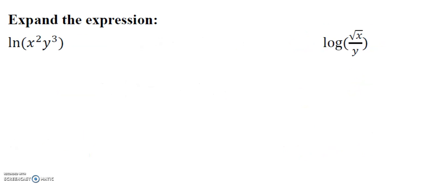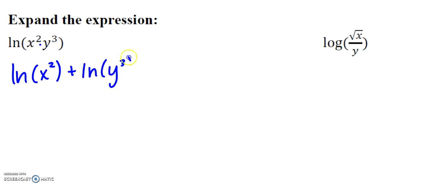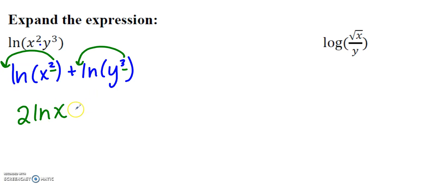All right, so expand the expression. Here we are starting with a product. So the natural log of x squared plus the natural log of y cubed. Then I have these exponents, which I can swing down in front using that power property of logarithms. So I'm going to get 2 natural log of x plus 2 natural log of y.